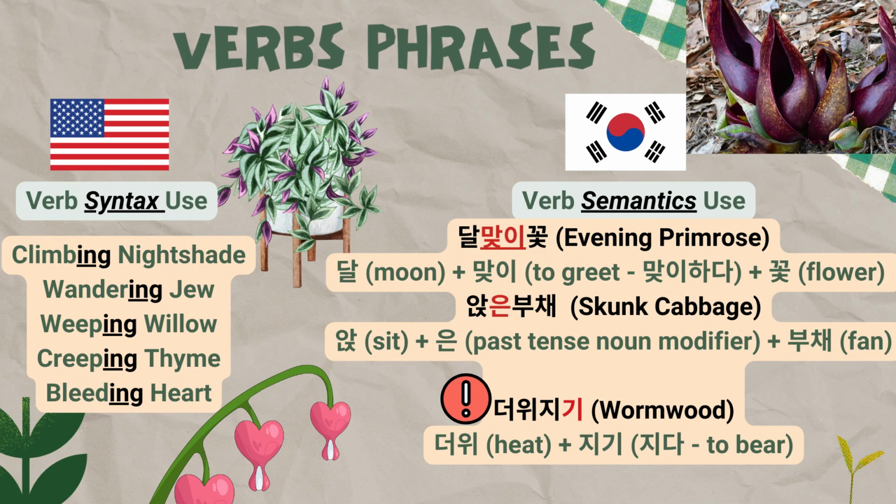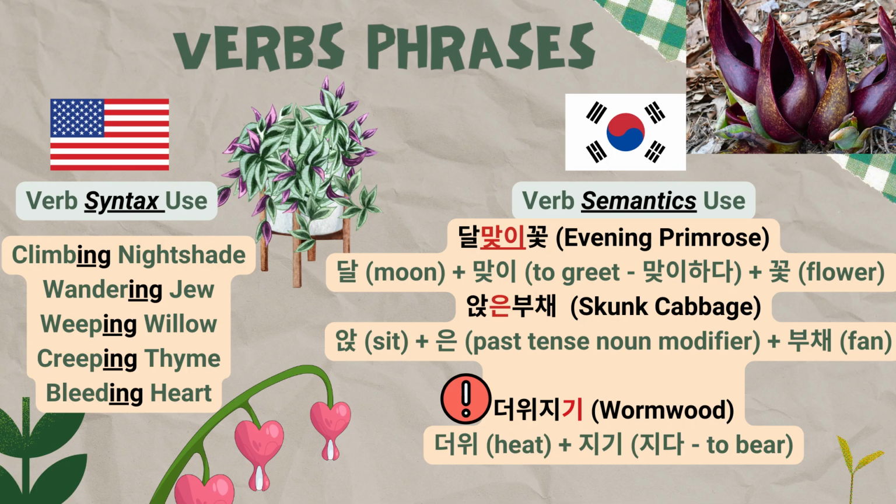Verb phrases are another difference in common naming construction. In English, verbs are used syntactically, whereas in Korean they're used more so semantically, with a few exceptions. For example, in English we have climbing nightshade, weeping willow, bleeding heart, with few variations. Now in Korean we have evening primrose, 달맞이꽃. Instead of translating as flower greeting the moon, -ing, it uses the verb stem: the flower which greets the moon.